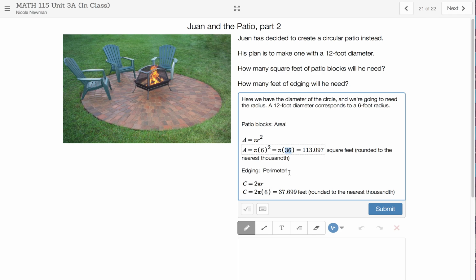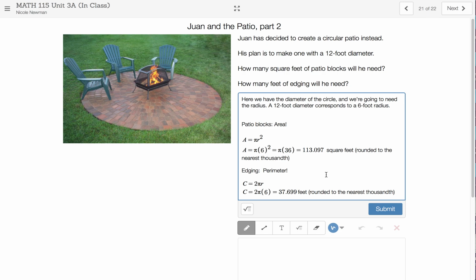For the edging, that would be perimeter. That would be a different formula. C equals 2 pi r. The radius is 6 again. And when you do this computation, I think you'll get 37.699 feet, rounded to the nearest thousandth.